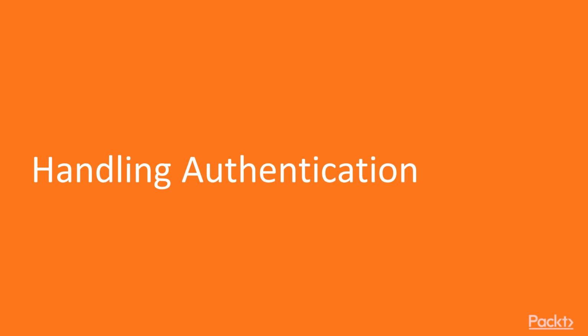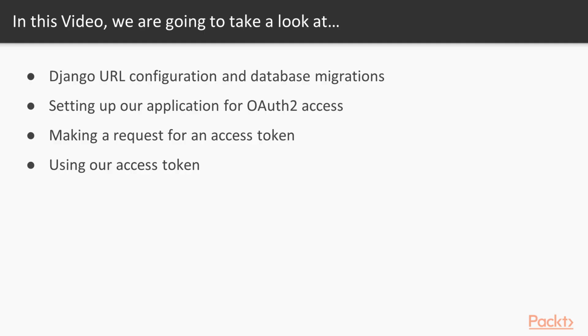Today we'll consider handling authentication. In this video, we'll consider how we configure Django's URLs for OAuth authentication and management and apply database migrations. We'll set up our application for OAuth 2 access.